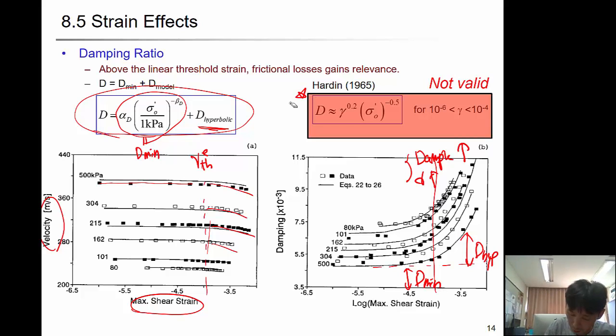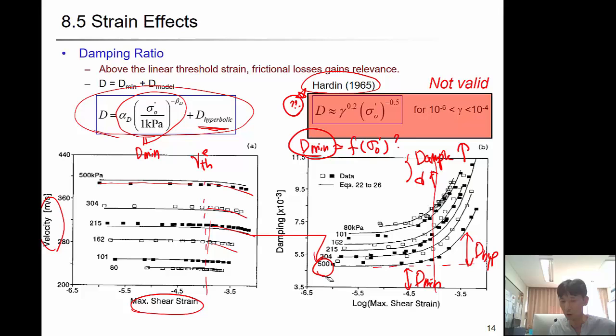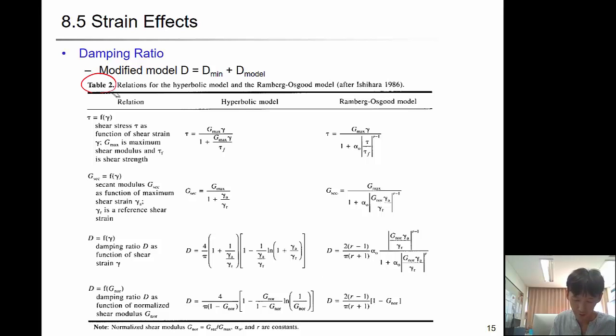And there's some question how the effective stress or the effective confinement affects the D mean. Right? Is the D mean a function of sigma naught prime? In some experiments, they say that the effective stress doesn't have influence on the damping ratio, but some studies say that it has. So as the confining stress increases, you have a lower minimum damping. But it's kind of still controversial. So this table shows the hyperbolic model and the Ramberg-Osgood model for the shear stiffness degradation and the damping ratio.